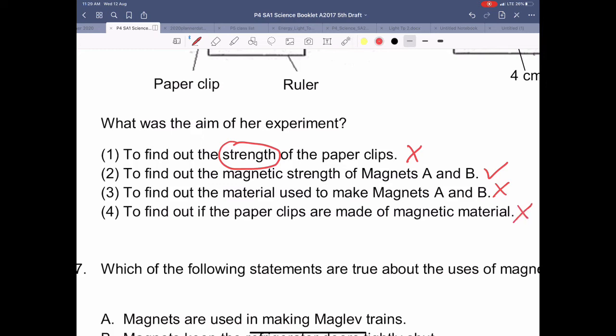Now, if I wanted to find out if paper clips are made of magnetic material, do you think I need to even use 2 experiments? No, I just need to use a magnet, put the magnet very close to the paper clip and see if the paper clip gets attracted. If it gets attracted, it means that the paper clip is of a magnetic material. It's as simple as that. So best answer, number 2. It's as simple and as clear cut as that. Okay?